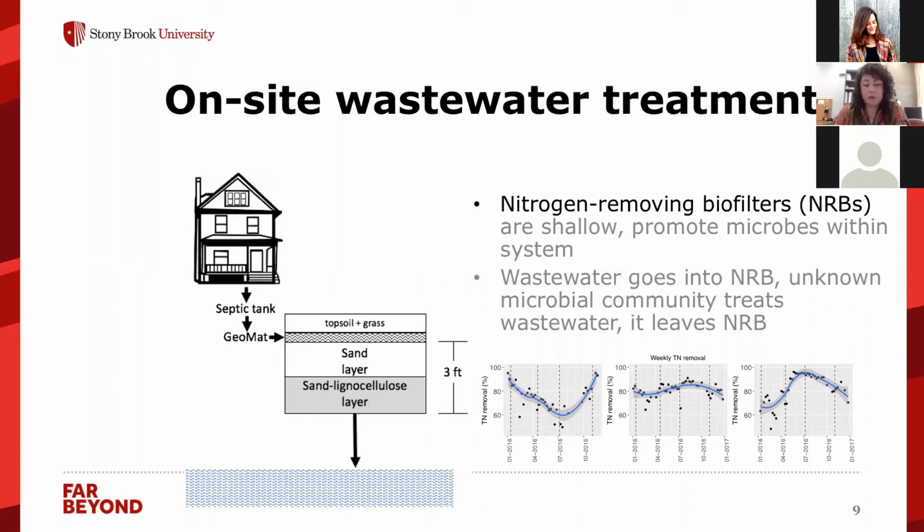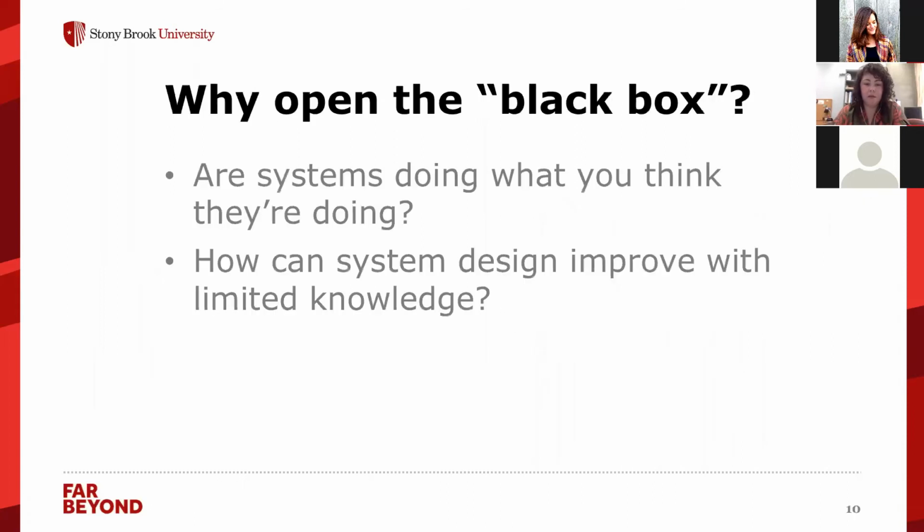But what we don't know is why these fluctuations happen. You can see that the 2 NRBs on the ends fluctuate in different ways throughout the year, whereas the middle one doesn't really fluctuate all that much. So we don't actually know what the microbial community looks like in these systems, or actually what they're doing. And this is the black box right here. But if the systems are working well, then why do we even need to open the black box? Well, like I said, we actually don't know what the systems are doing. And we can't design better systems with this very limited knowledge.